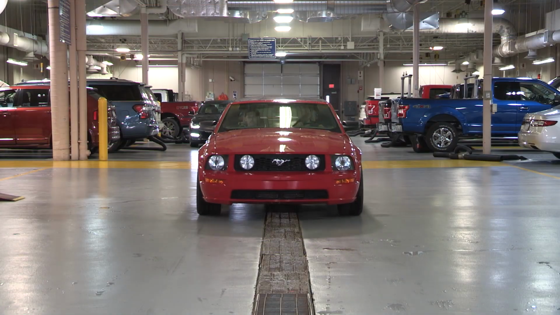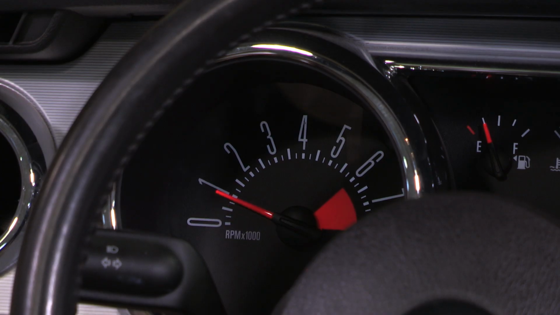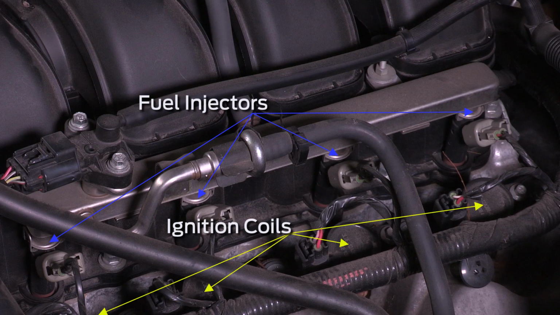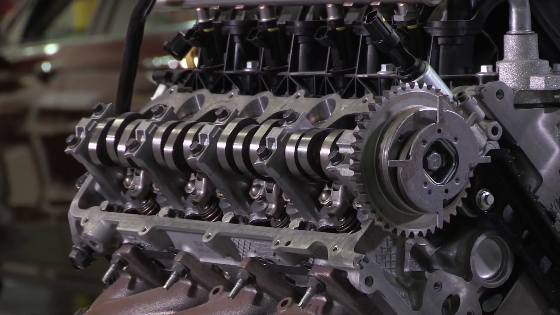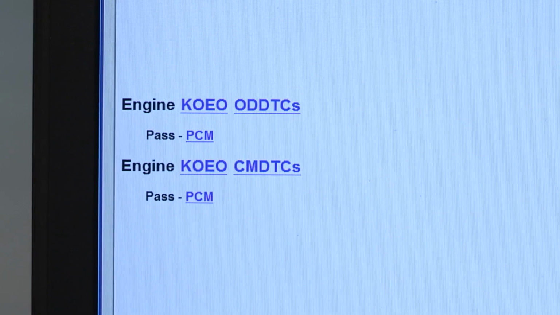Some of the concerns that customers bring up, such as the check engine light is on, running rough at idle, and misfiring, are often mistaken for other systems or components. But they could be caused by the VCT system, especially when no specific VCT DTCs are present in the PCM.